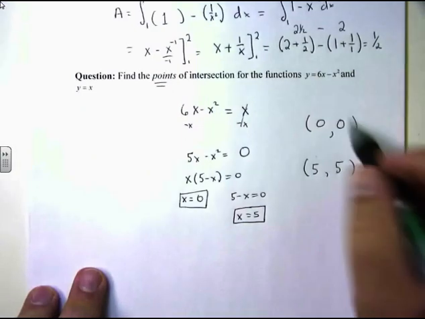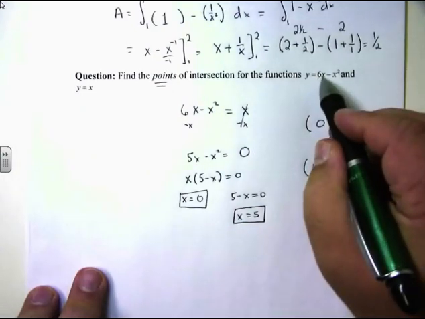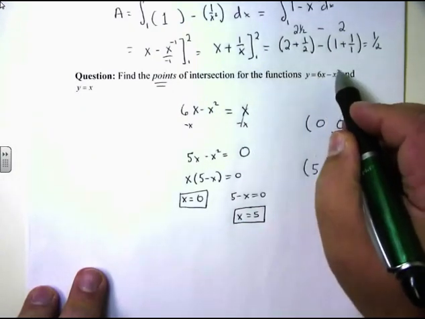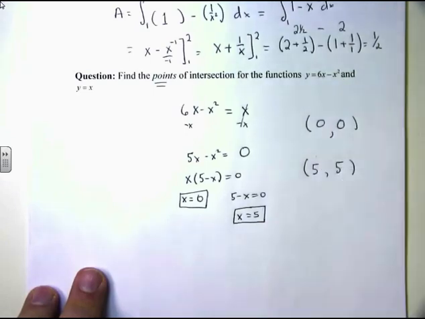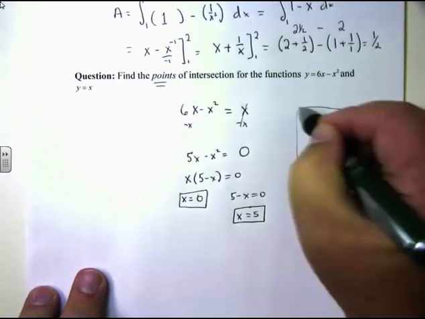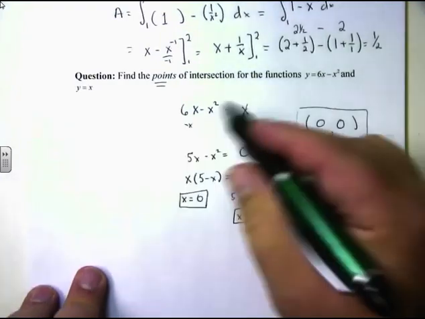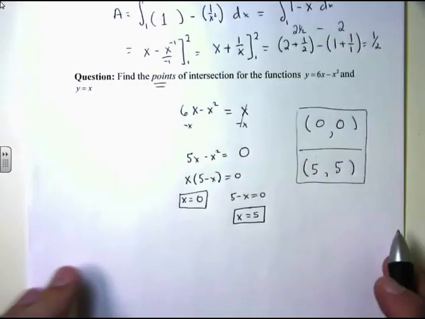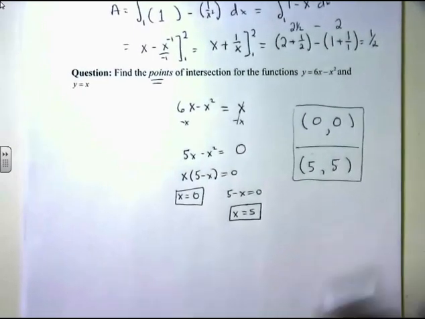But just to prove it to you, 6 times 5 is 30, minus 5 squared is 25. 30 minus 25 is 5. So it doesn't matter which equation you plug into. So these are my points of intersection. But the one thing I wanted to do here was to show you it by hand, so you can do this stuff by hand, because you're not always given a calculator.